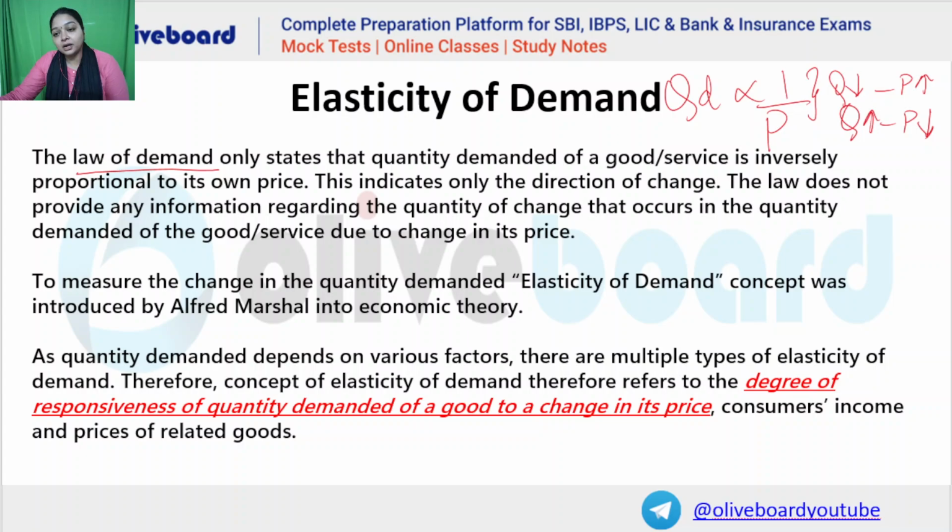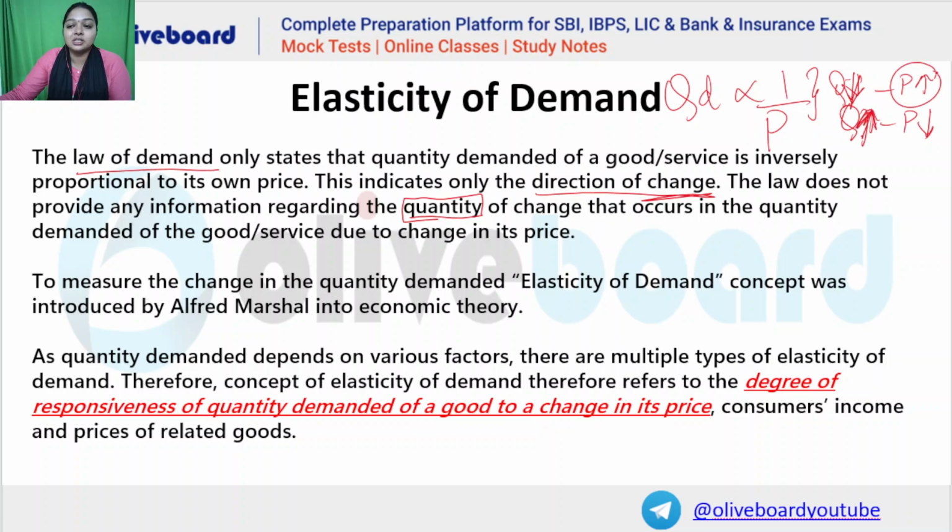But what can't we say here? This indicates only the direction of change, right? So the law does not provide any information regarding the quantity of change that occurs in the quantity demanded of the good or service due to change in price. It only tells you which direction demand is going, whether demand will come down or whether it will go up when price is changing.